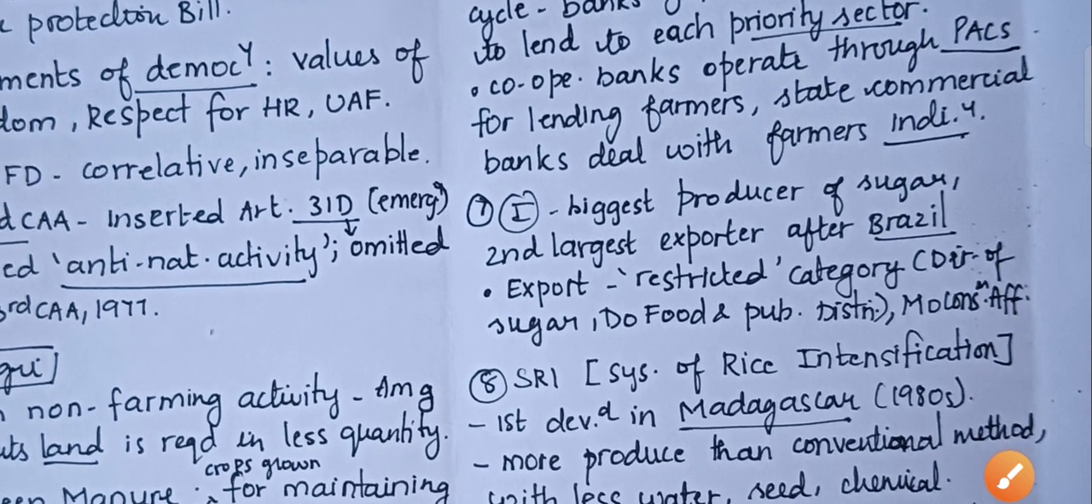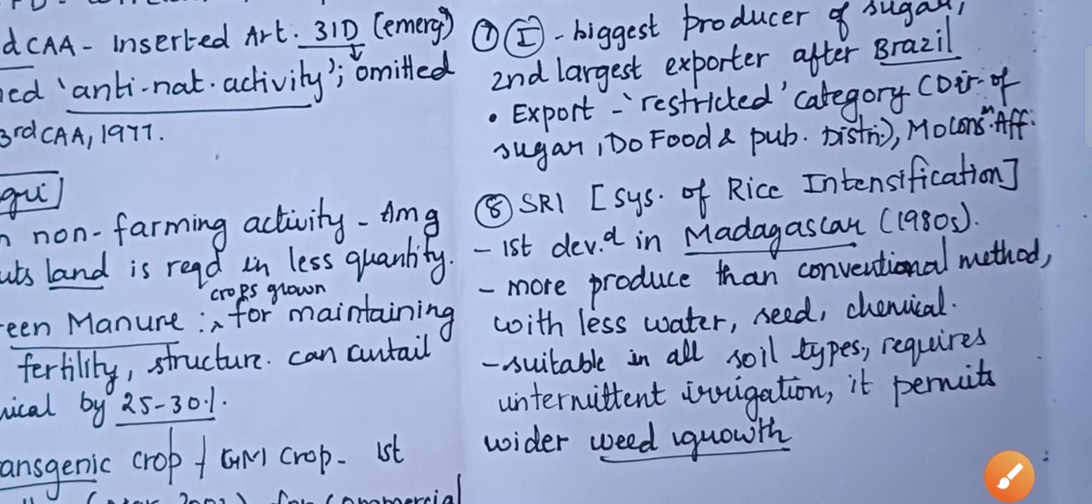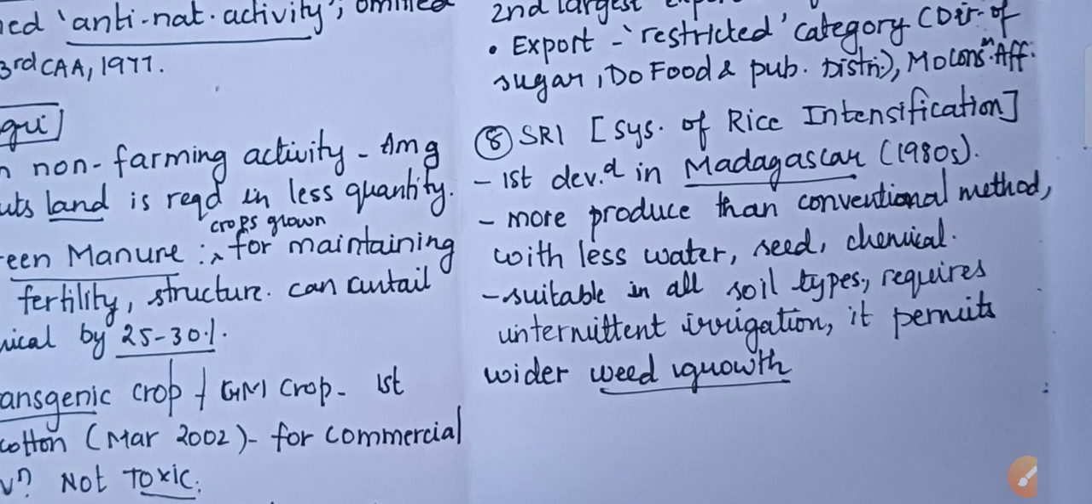And the next fact is about sugar. India is the biggest producer of sugar, and it is the second largest exporter after Brazil. And export of sugar comes under the restricted category. Restricted category means we have to get permission from the Director of Sugar, Department of Food and Public Distribution, which comes under the Ministry of Consumer Affairs. And that we can even help them with subsidy for exporting, boosting export.